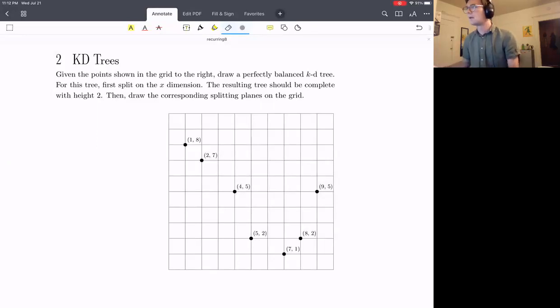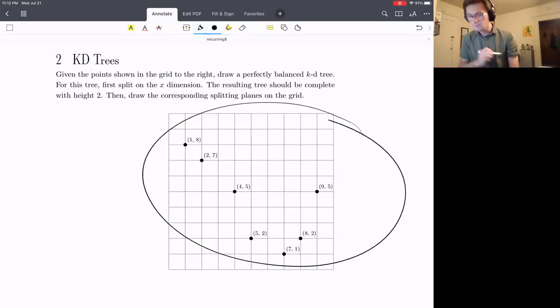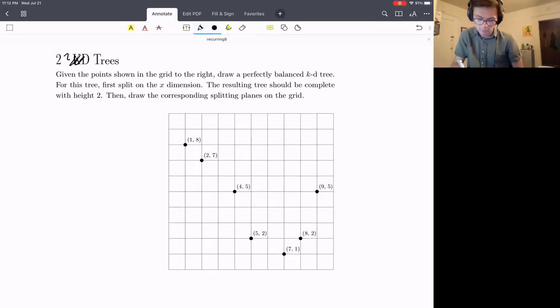Okay, so this question is giving us some points on an XY grid. So this is a KD tree, but really it's a 2D tree. This is question 2. Anyways, we're just going to be partitioning this, and we want to create the corresponding KD tree. It'll partition all of this information.